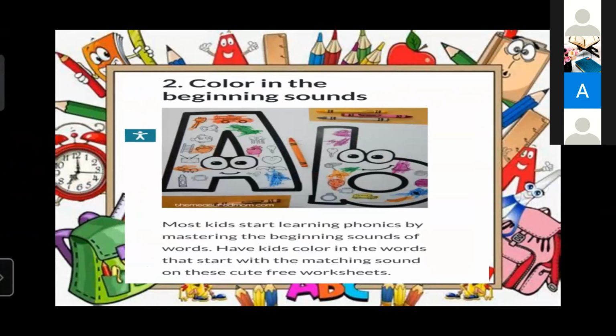They give them the letter and ask them to color, for example, letter A, either capital or small. Most kids start learning phonics by mastering the beginning sounds of words. Maybe we write capital A, the start of the word apple, and we ask them only to color the first letter or the first sound they hear. Have kids color in the words that start with the matching sound on these cute free worksheets, and we have some printed worksheets for them.